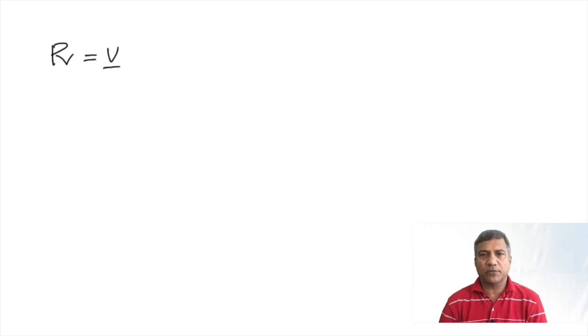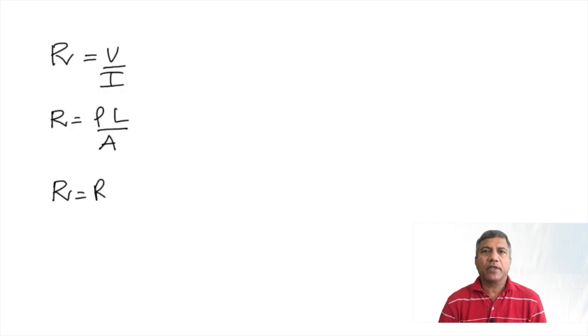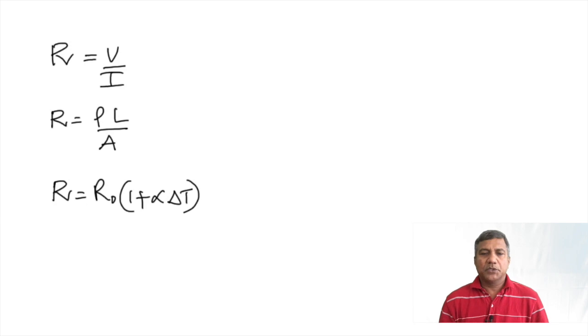And here we have three formulas for resistance. Resistance is voltage by current. Resistance is also resistivity times the length divided by the area. And resistance changes with temperature according to this formula, R equals R0 times 1 plus alpha delta T. These are three important formulas dealing with resistance, and I'm trying to give an example quickly for each one of them. So the first one comes from Ohm's law.